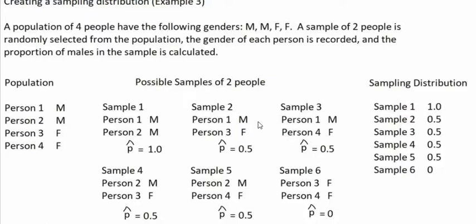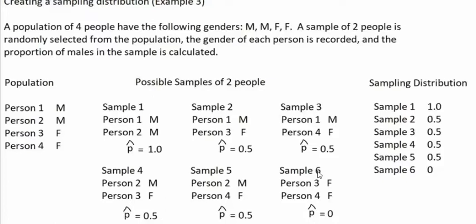Then once the genders are filled in, we need to calculate the proportion of males in each of these possible samples. Let's start with sample 1. So this is 2 males out of 2 people. 2 divided by 2 is 1. It's 100% male. This is male female. 1 male divided by 2 is 0.5. So this is 0.5 male. This is also 0.5 male. It's 1 divided by 2. They're actually all 0.5 all the way up to sample 5.